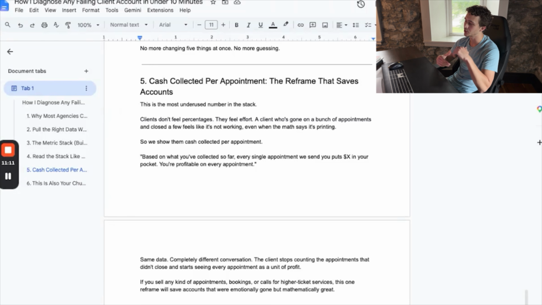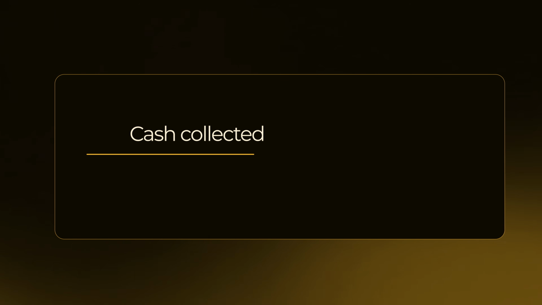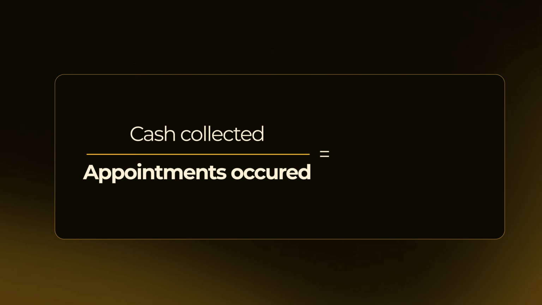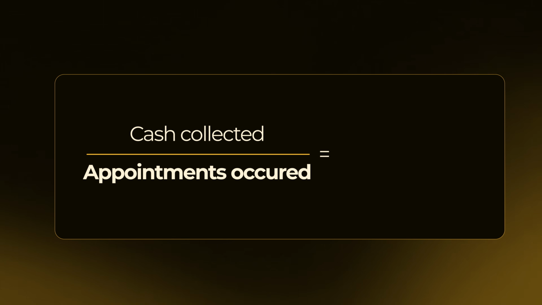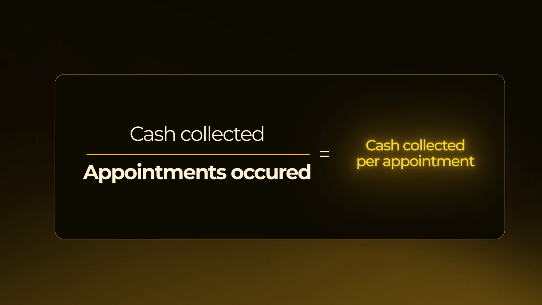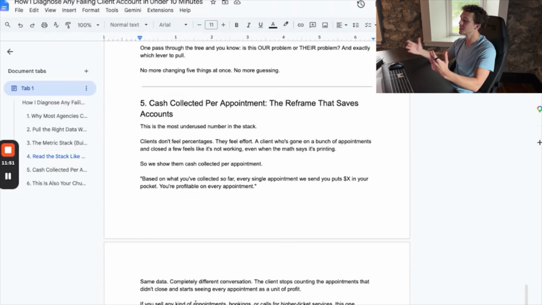We just had this conversation with a client just last week, and his cash collected per appointment that we were booking for him was like $700. So we were like, dude, every single appointment that we send you, you're making like $700 per appointment. Not actually, but that's what the math comes down to. We're looking at the cash collected divided by the total amount of appointments that have occurred. That's the cash collected per on-site appointment, which, if we were doing this for the agency, would be our cash collected per call. This is the exact same data. It's just now a completely different conversation.